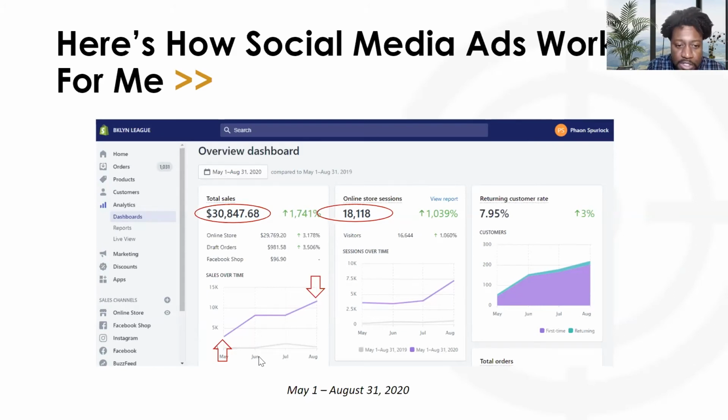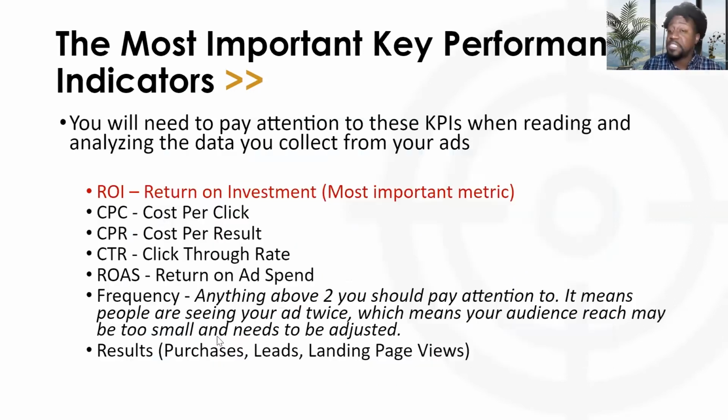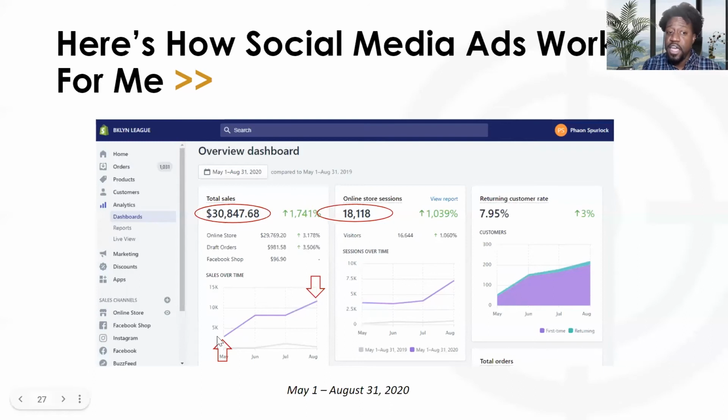But besides June to July, it was kind of a little stagnant, but it continues to increase. So that's the power of social media. Before that, I was not using social media ads, and I was making below 5,000 a month. And then it went up to over 10,000. So again, the power of social media ads.